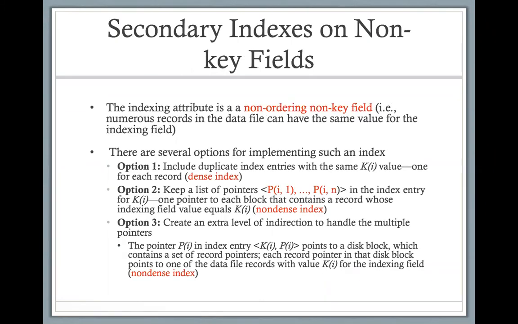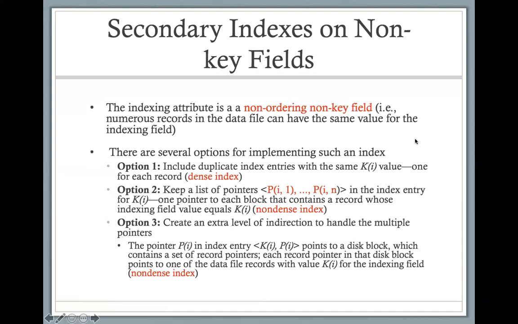Okay. We're going to talk about another type of secondary index in which the indexing field is not a key. What does it mean? It means it's not unique. You could have the same value for multiple records. That's what I mean by a non-key field. Again, the file is not sorted on this field and it's not unique. So we have several options to implement such a secondary index on this field.